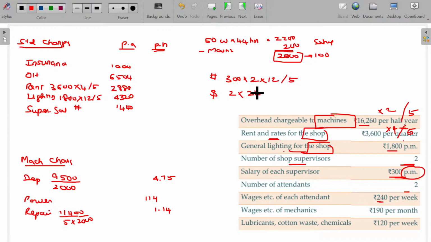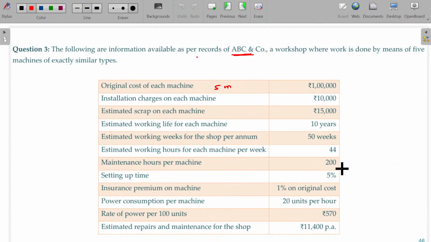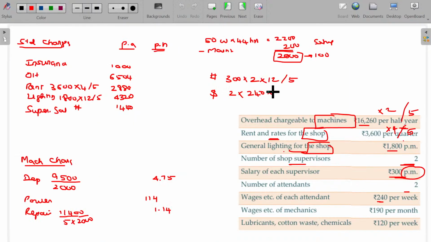240 per week. How many weeks are there? Already we have seen somewhere, 50 weeks. 240 into 2 into 50 weeks divided by 5. 4,800. This is all about attendant salary.